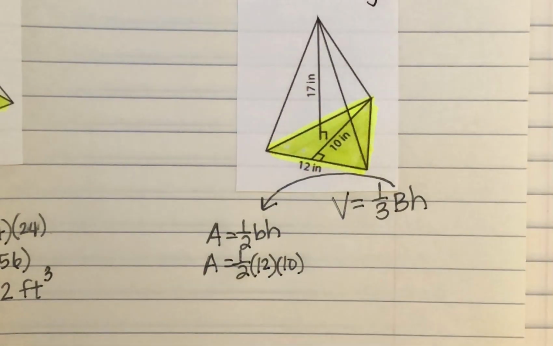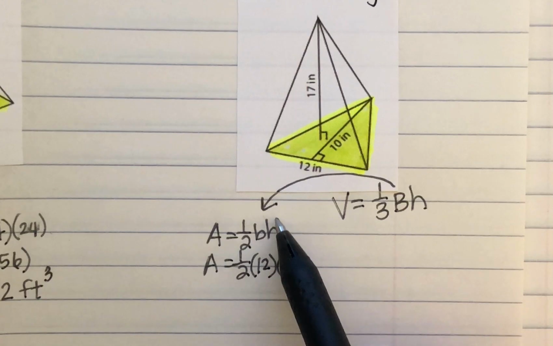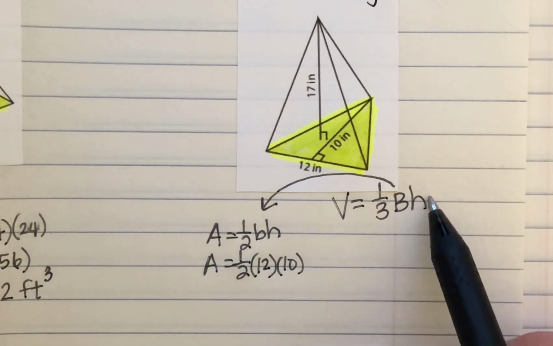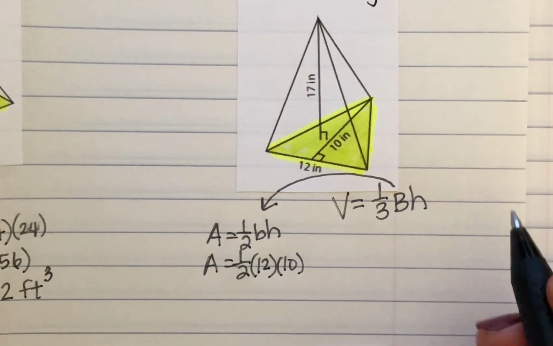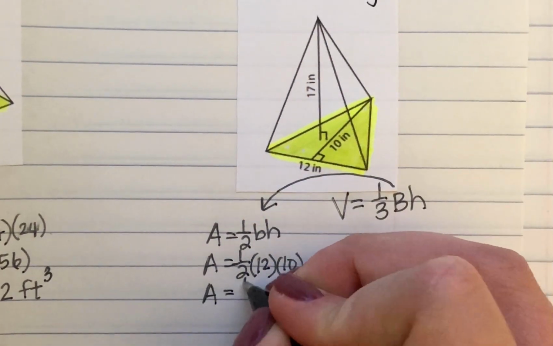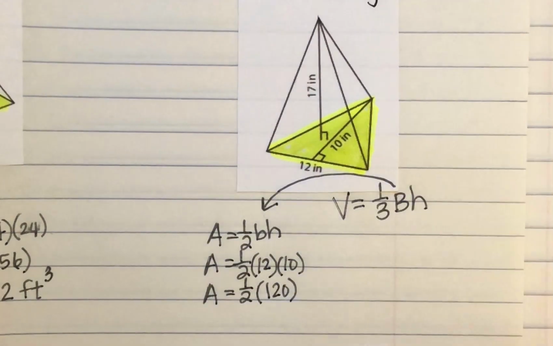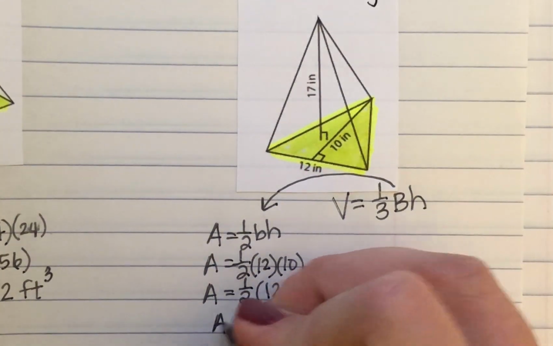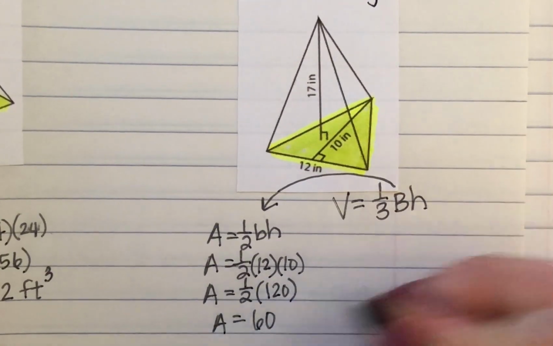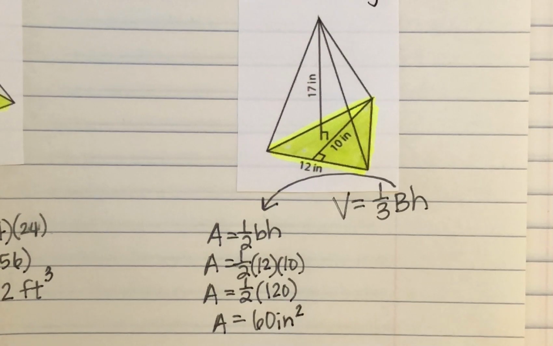I think the most interesting thing about these is the height. Finding this would be the height of the base. This is the height of the whole pyramid. So just be really careful. That's why I like to highlight some things. Now let's multiply through. We've got 1/2 of 120, and I think we might be able to do that one in our head. Half of 120 is 60, and this is going to be inches squared because it is area.